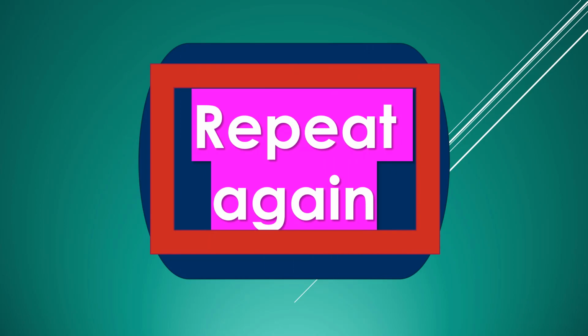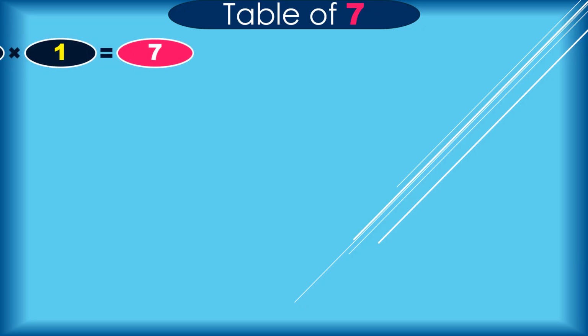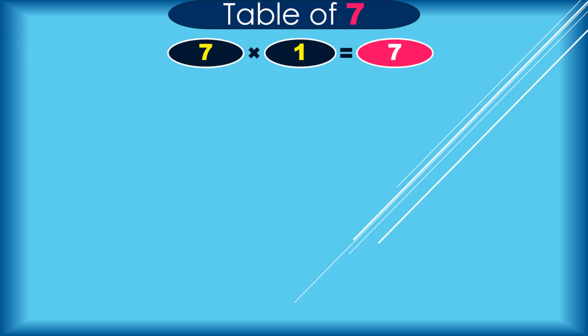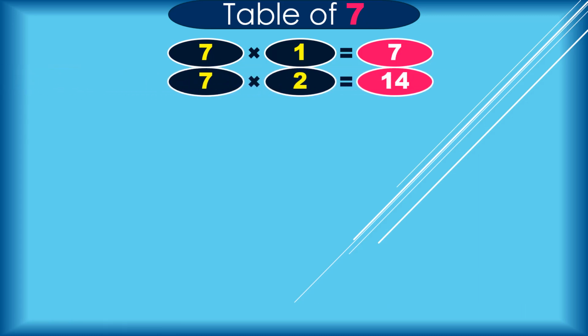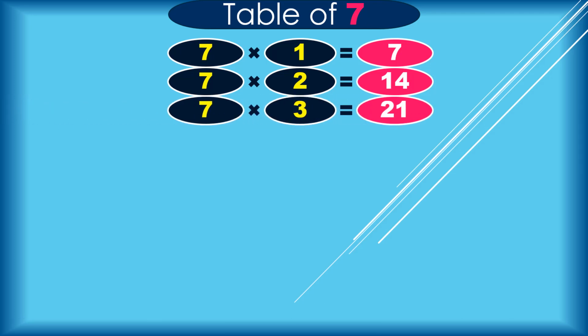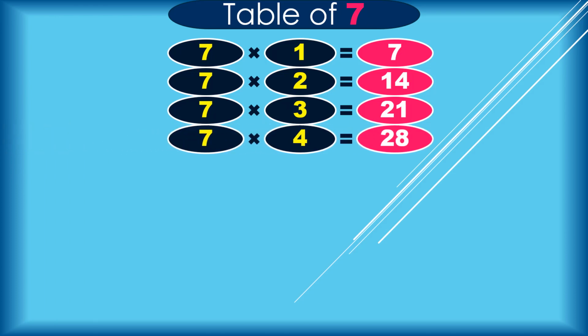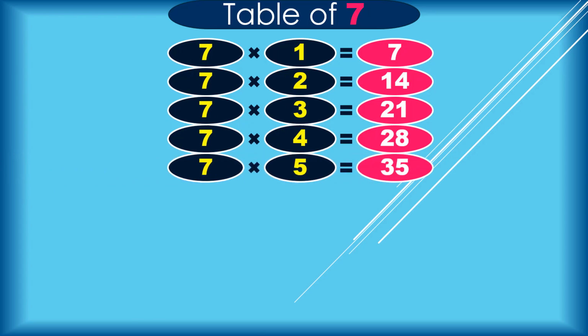Now repeat again. 7 ones are 7. 7 twos are 14. 7 threes are 21. 7 fours are 28. 7 fives are 35.